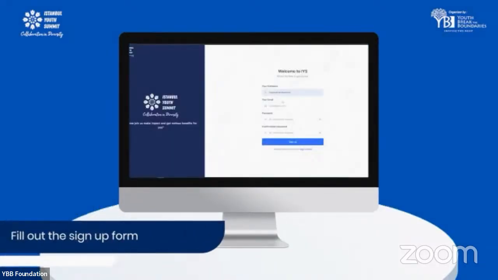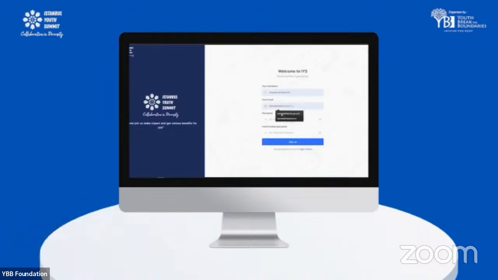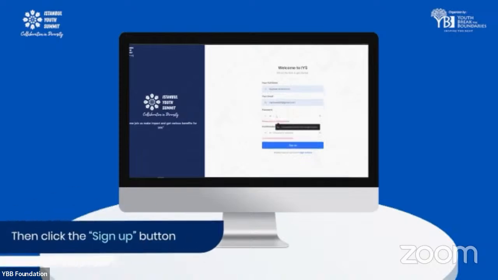Fill out the sign up form with your email, full name, and the password of your choice. Ensure you agree to our privacy policies by checking the provided box.